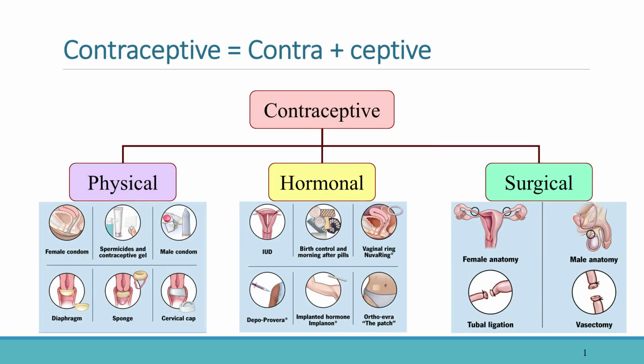Contraceptives can broadly be divided into physical, hormonal, and surgical methods. Physical methods include condoms, diaphragms, cervical caps, spermicides, and related barrier techniques. Hormonal methods include oral contraceptive pills, injectables, implants, intrauterine systems, and emergency contraceptives. Surgical methods include tubal ligation and vasectomy.